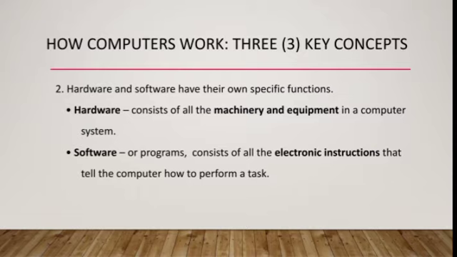Second, hardware and software have their own specific functions. Differentiate hardware from software. What's the difference between the two? Okay, hardware consists of all the machinery and equipment in a computer system. It is in a tangible form o nahahawakan, because these are the devices that are related to computer such as keyboard, mouse, printer, monitor, and the box.